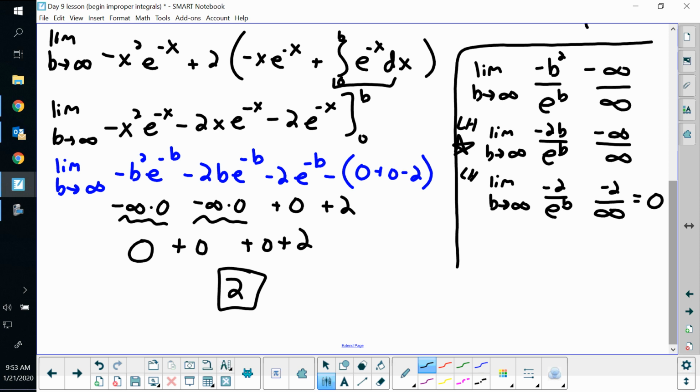Now, you need all of that analysis to get full credit. If you just incorrectly said, oh, negative infinity times 0 is 0, okay, that's not enough. You need to have some type of work, working with our indeterminate forms, to show that that is, in fact, 0.